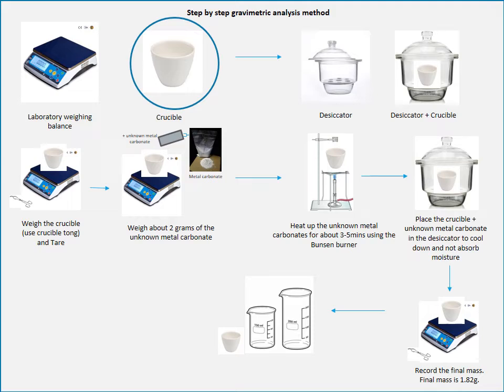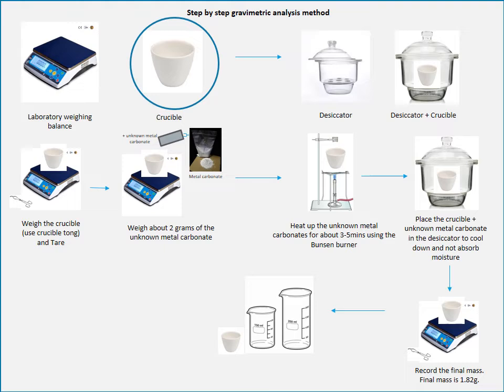Okay, and then after which we have to cool down our crucible with the metal carbonates, and then place the crucible plus the metal carbonate in the desiccator to cool down and not absorb moisture. So it prevents absorption of moisture from the environment. After that, we are going to weigh the mass of our metal carbonate. So record the final mass, and the final mass for our metal carbonate is already 1.82 grams.